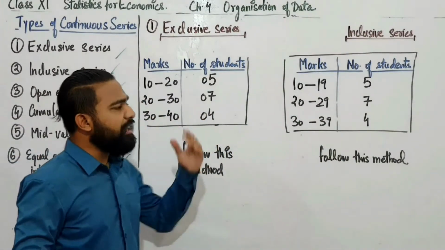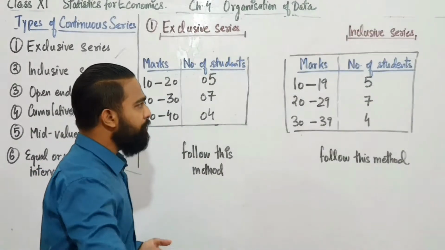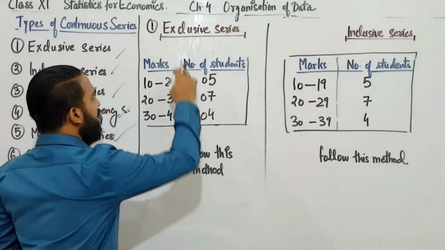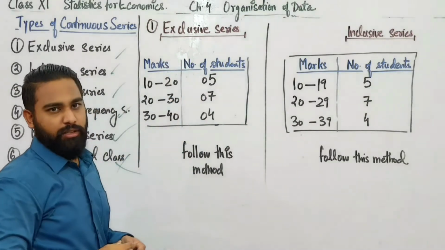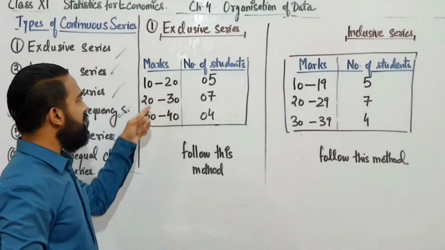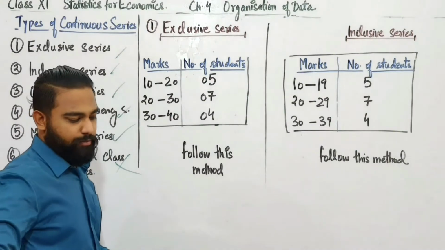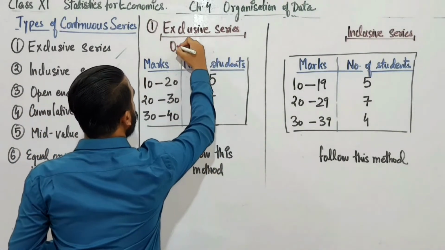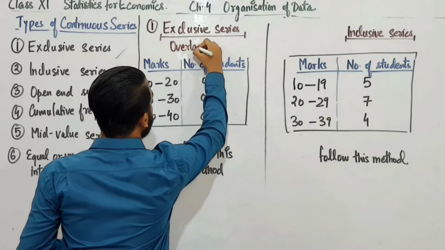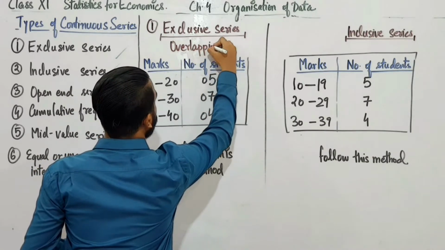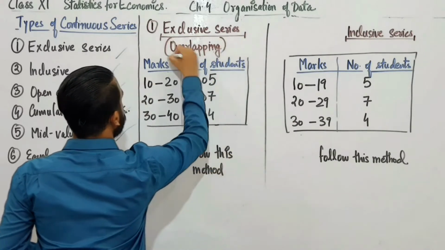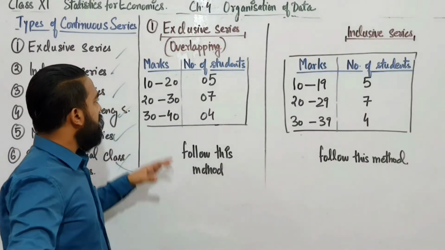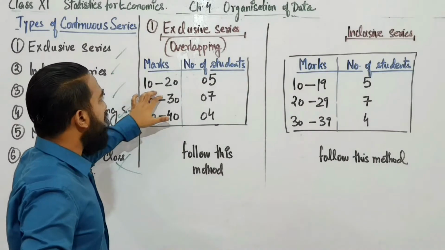The first one is exclusive series. The basic difference between exclusive and inclusive is that in the exclusive series the class intervals are overlapping. Therefore this series is also known as overlapping series. Now you can see the marks.